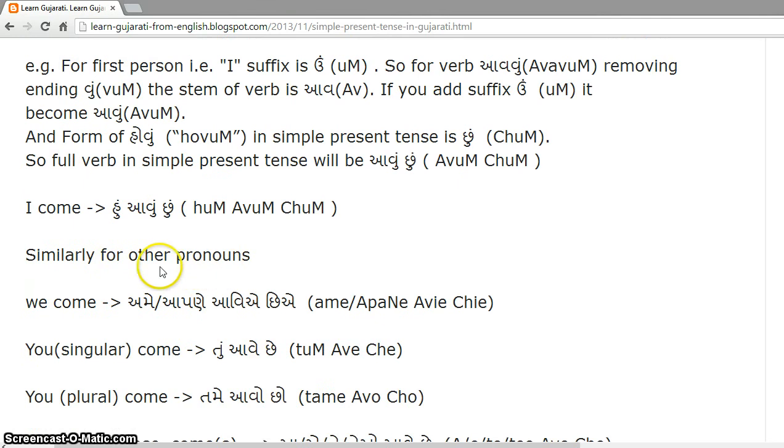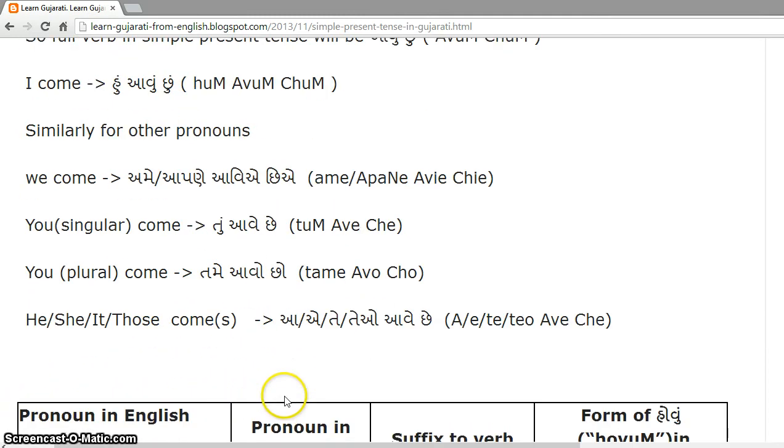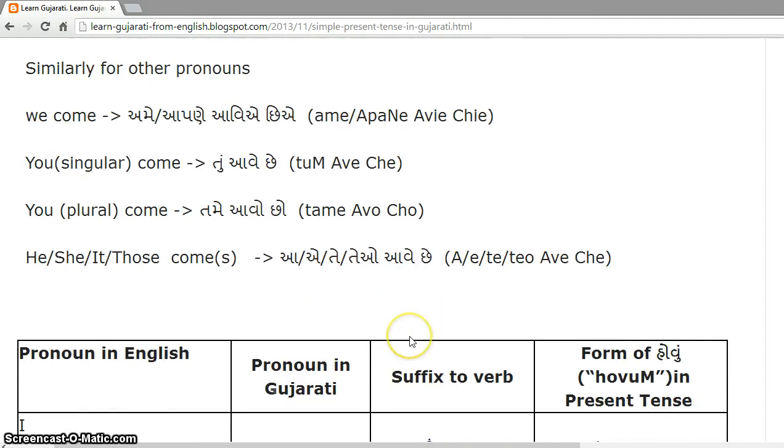Similarly, for other pronouns, the sentences will be: we come, ame avie chie, apne avie chie. You singular come, tu ave che. You plural come, tame avo cho. For third person, he, she, it, or those come, a, e, te, teo ave che.